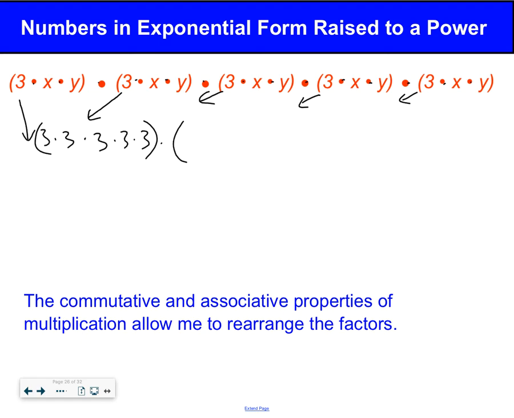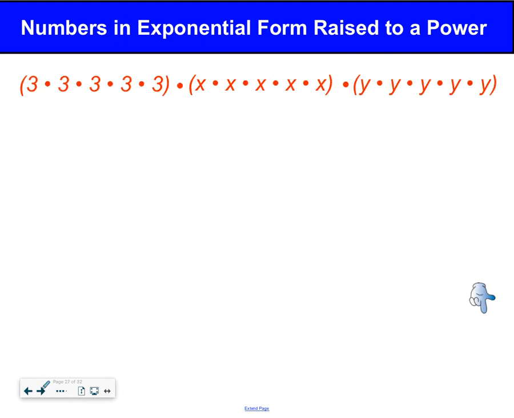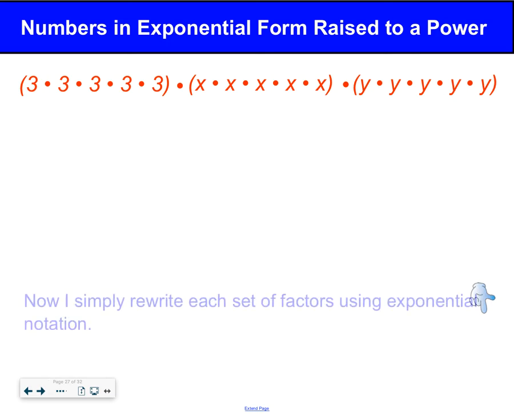Then, as you probably guessed now, I can take the 5 x's, so 1, 2, 3, 4, 5 x's, and multiply them by each other. And then lastly, as you've probably figured out by now, I can do the 5 y's, okay? Now, what does that do for us? What can we do at this point? Well, the last step is fairly simple.